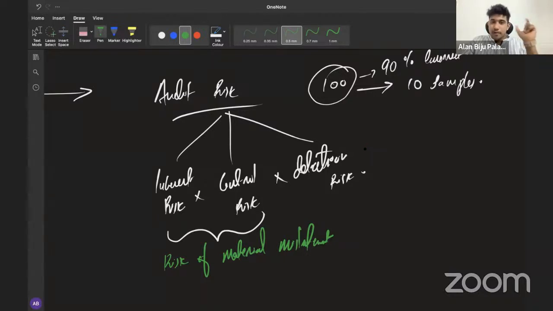So always remember, audit risk is the risk of giving an inappropriate opinion on the company's financial statements, and it arises due to three main issues, which include inherent risk, control risk, and detection risk. And both the inherent risk and control risk together will be called the risk of material misstatements. Clear?